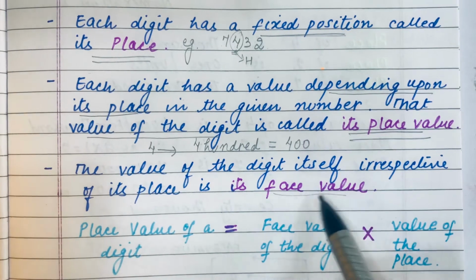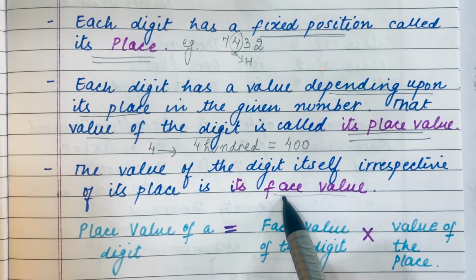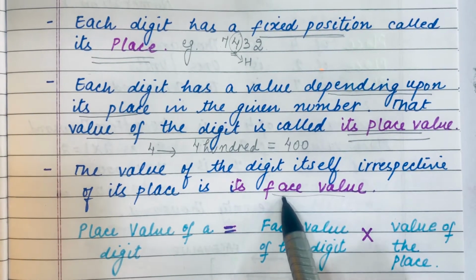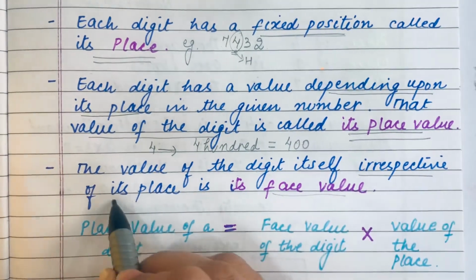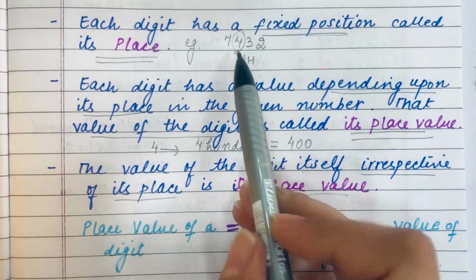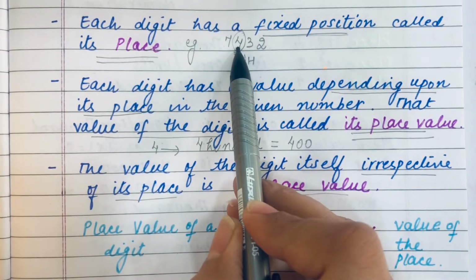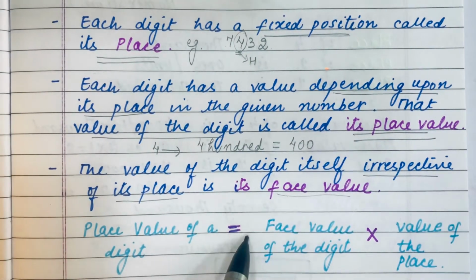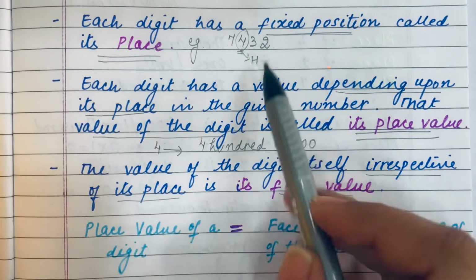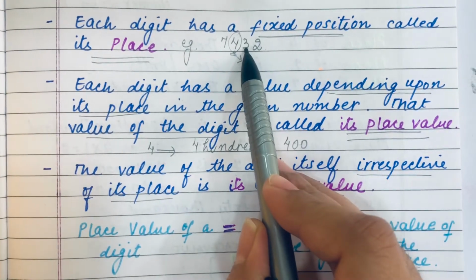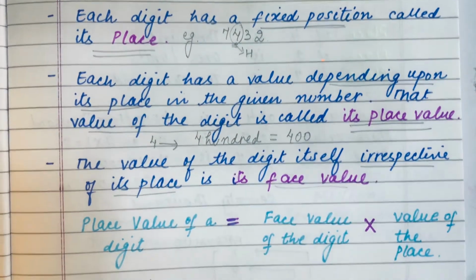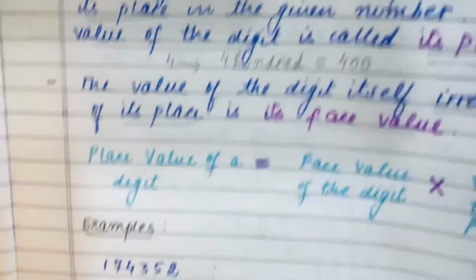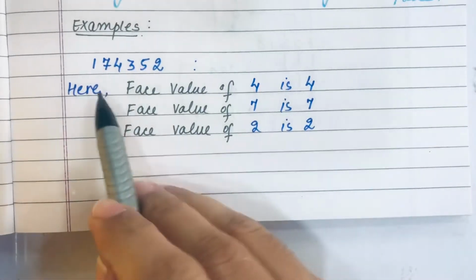The last thing now, face value. Face value, as the name says, face means we can't change our face, right? So whenever we are talking about any digit, it's irrespective of its place. So here the face value of 4 will be 4, its face only. We can't change its face. Similarly, face value of 3 will be 3. Face value of 7 will be 7. I hope that's clear.